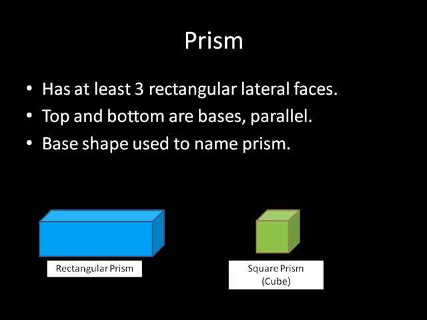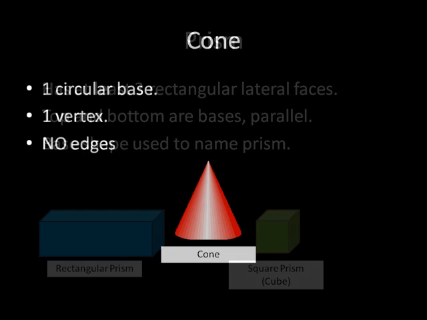Let's go into some of the shapes that are three-dimensional. The first kind is a prism. Now, a prism has at least three rectangular lateral faces, or sides. The top and the bottom are bases, and they're parallel. They're the same distance apart from each other. And usually, whatever shape the base is, that's the name of the prism. To the left, since the base is a rectangle, it's a rectangular prism. To the right, the base is a square, so it's a square prism, but we call it a cube.